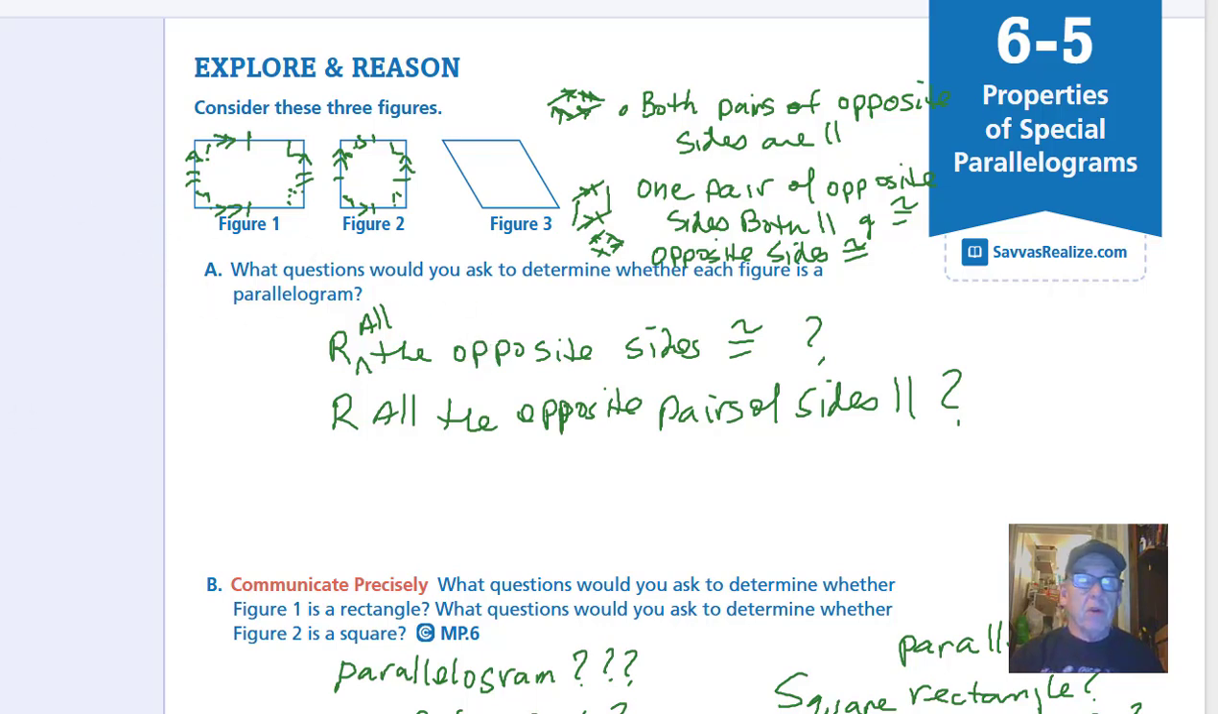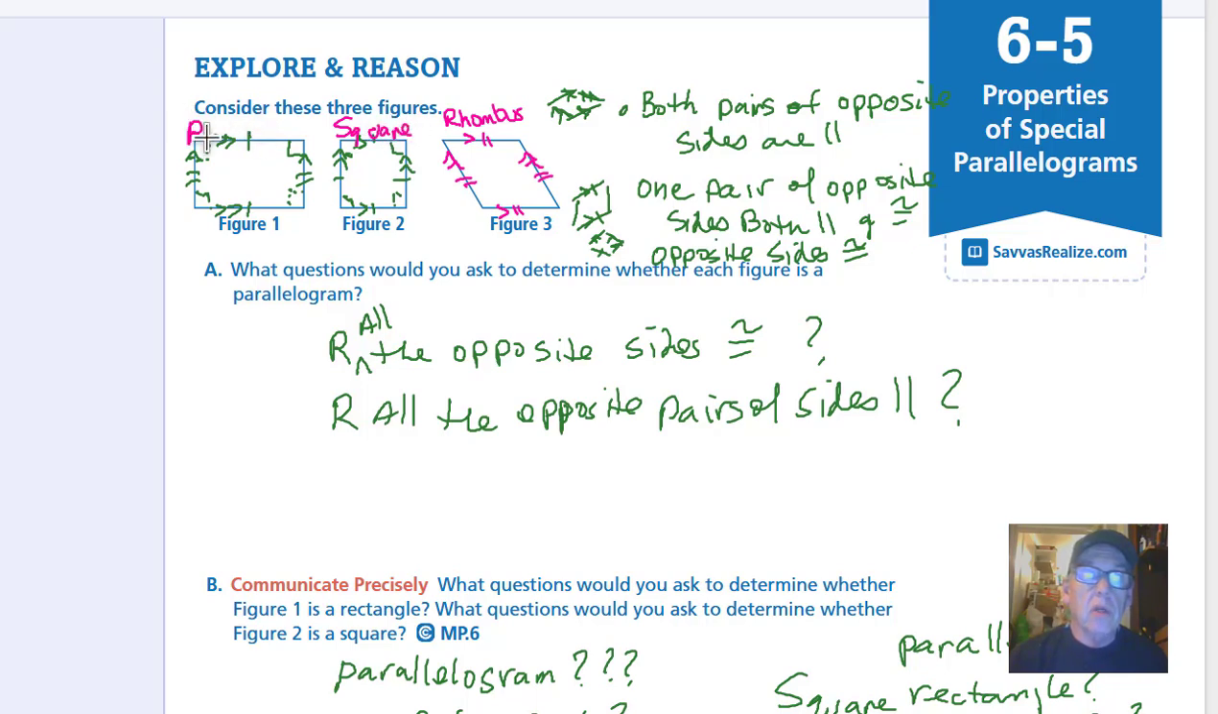Okay, now let's talk about figure 3. Figure 3 is a little bit different. Figure 3 also has all sides congruent. It also has opposite sides parallel because it's a parallelogram. But it doesn't have the right angle, and we call this one a rhombus, R-H-O-M-B-U-S.